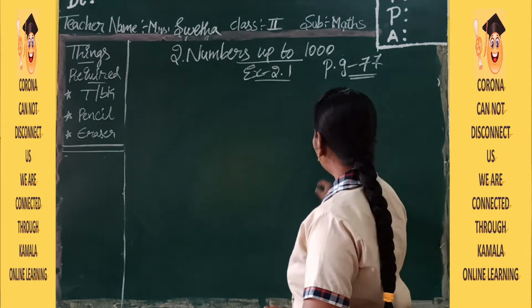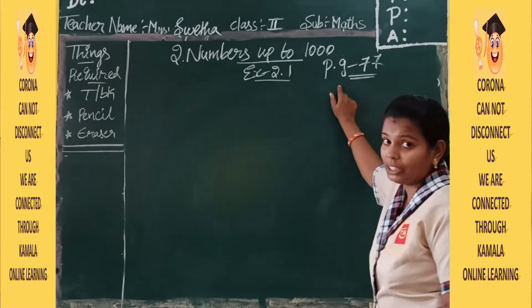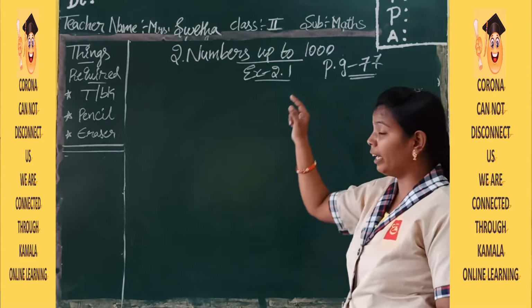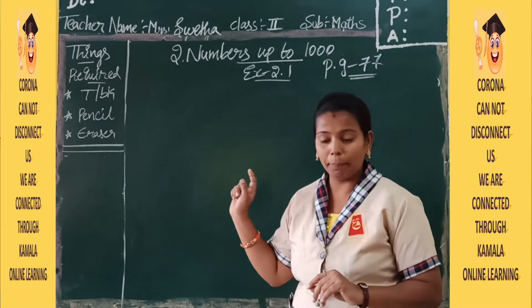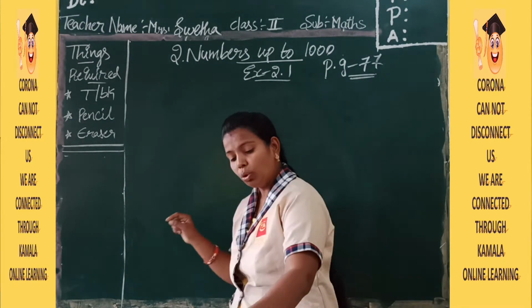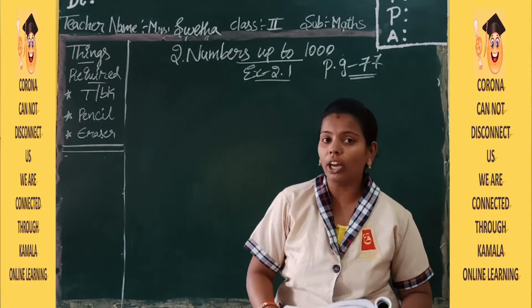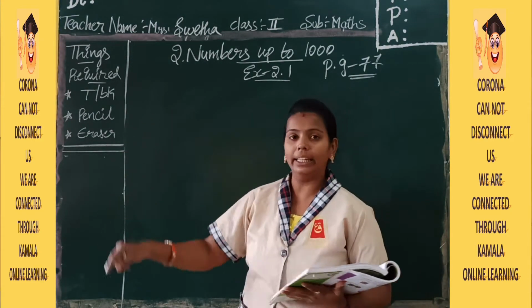Today we are going to deal with page number 77. To do today's work, you need your term book, pencil and eraser.